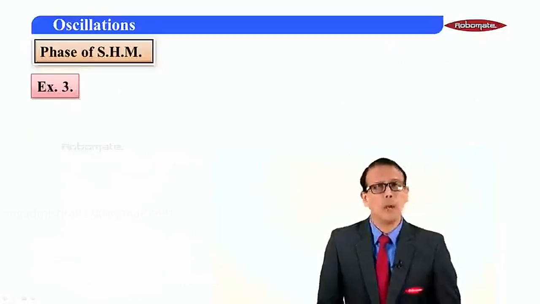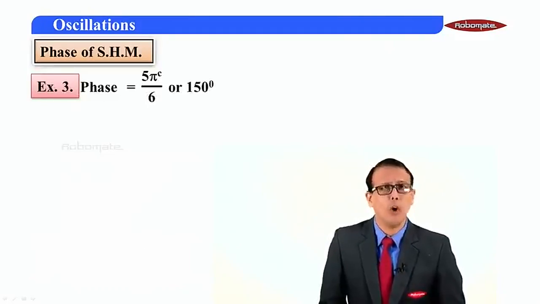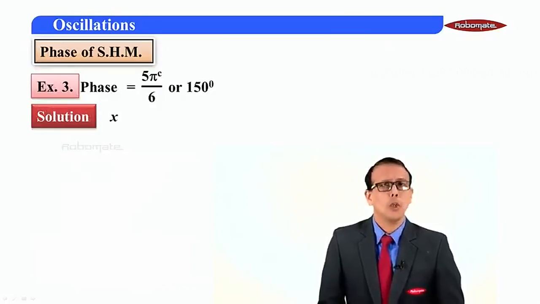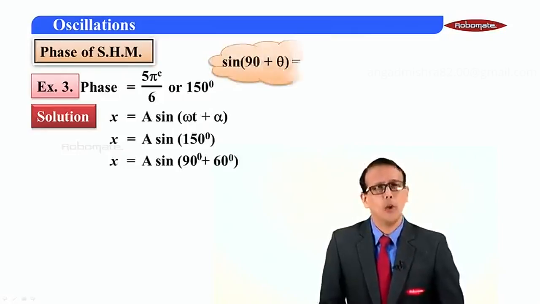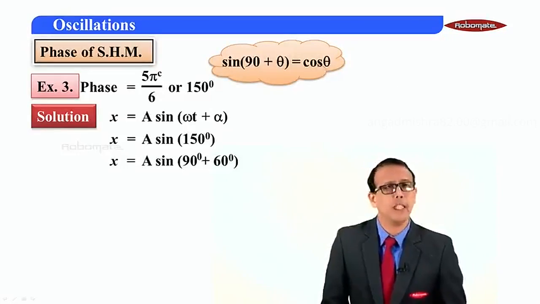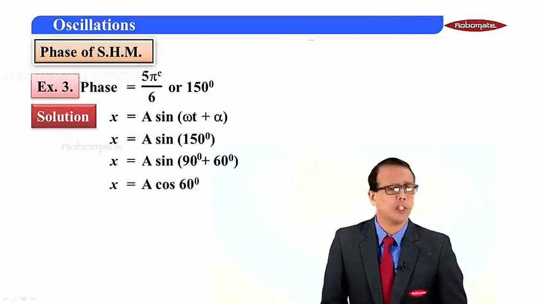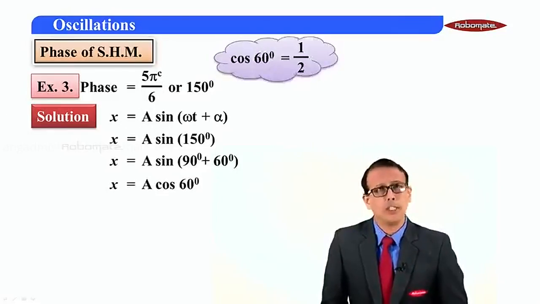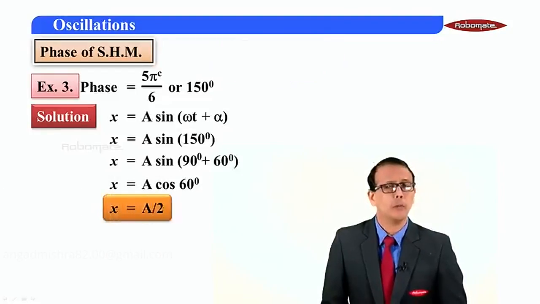Students, let's take one more example. Phase is equal to say 5 pi by 6 radian or 150 degrees. Let's put it in the equation of motion first. In this case, the phase is 150. 150 can be written as 90 plus 60. We know from trigonometry sin (90 plus theta) is cos theta, and hence I can write this as a cos 60. Cos 60 is half, and therefore x once again becomes a by 2.